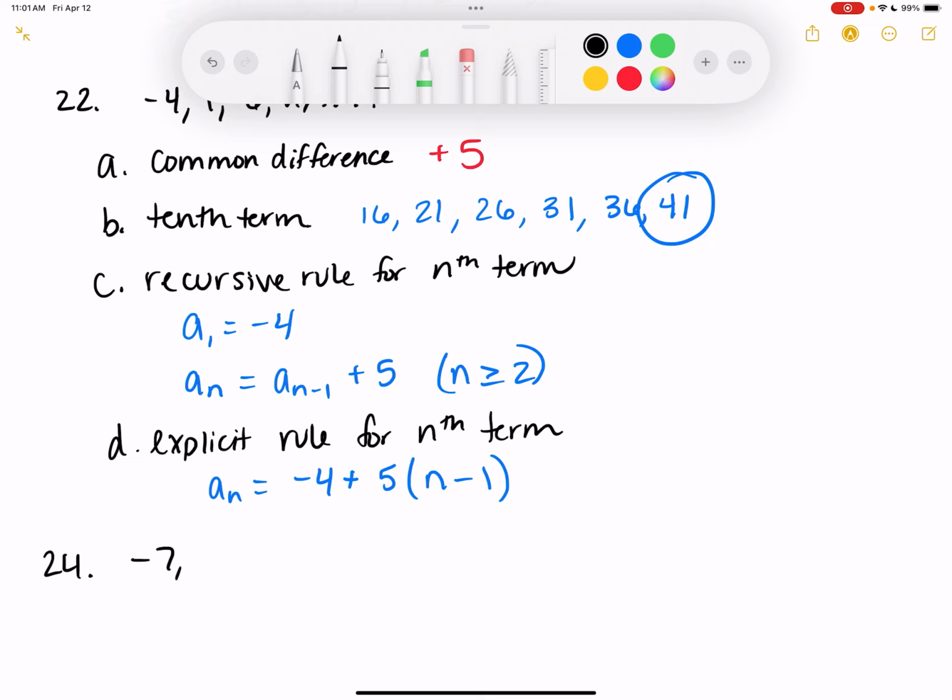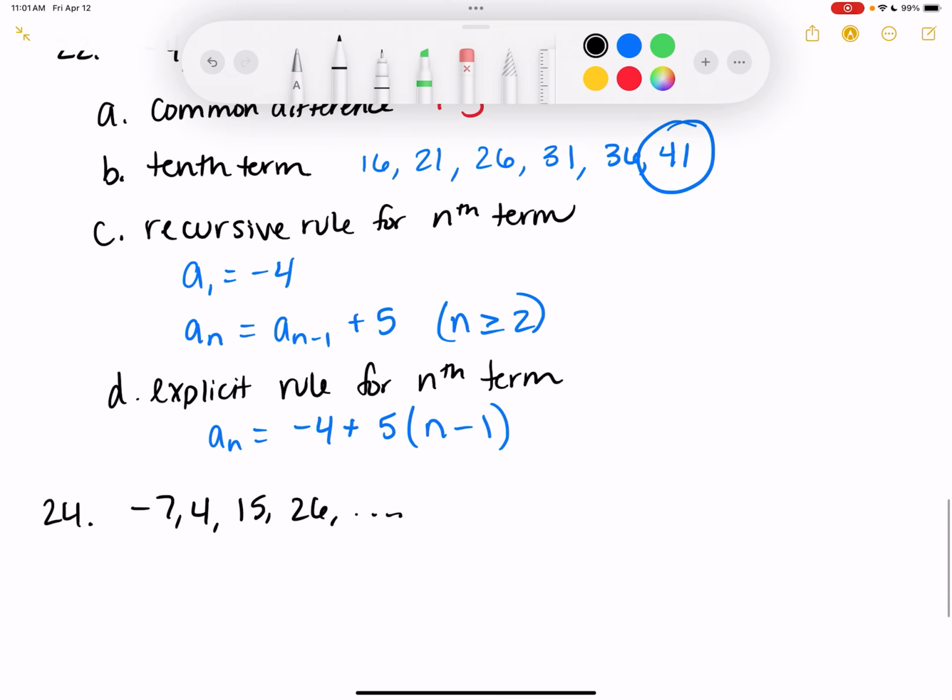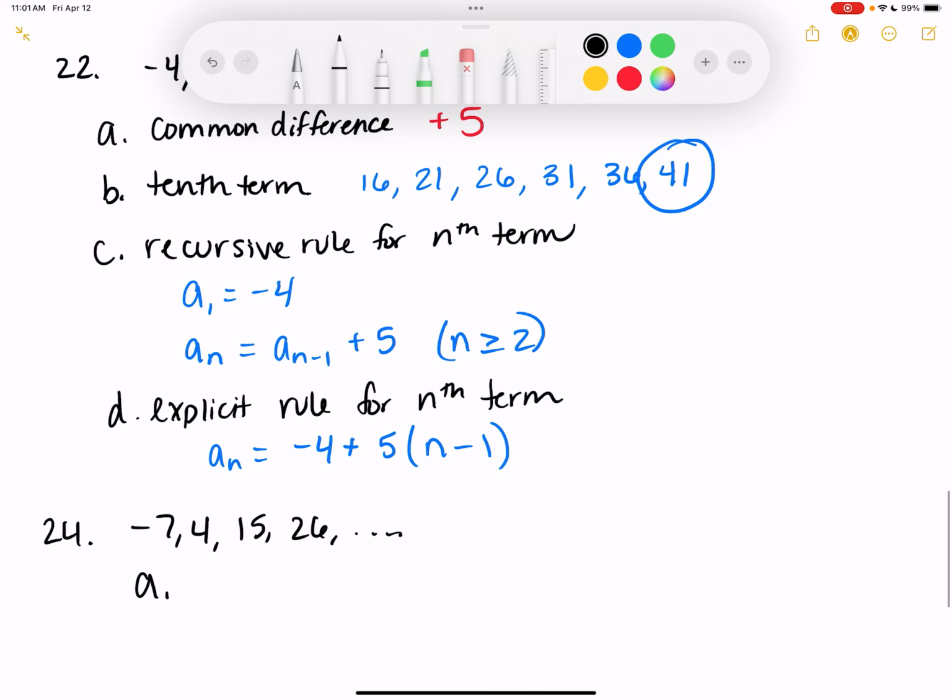-7, 4, 15, 26, ... And so this one's looking for you to do basically the same thing that we did on the last one. So the common difference would be what? How do I get from one term to the next? Add 11.